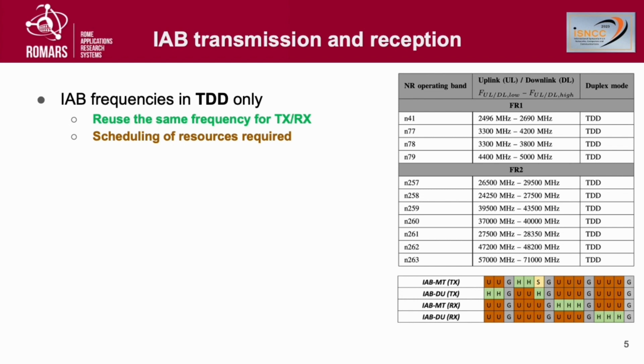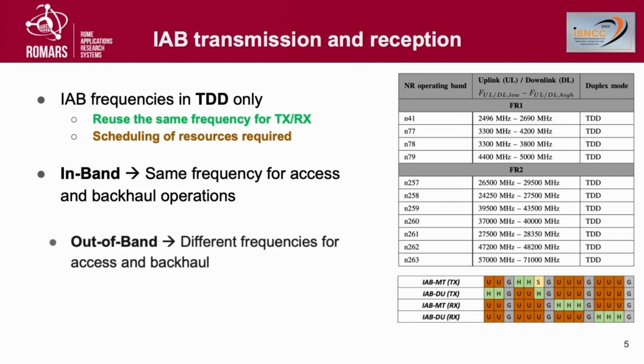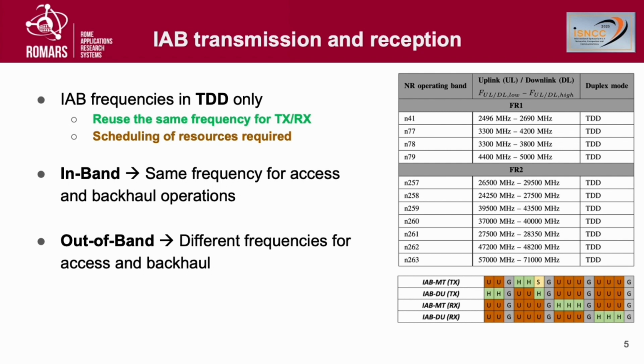The green boxes represent the periods when the different parts of the IAB node are allowed to transmit. The red boxes represent the prohibition period, and the gray boxes represent the guard time to separate access and backhaul operations. Two modes of operation can be configured for IAB. The in-band allows the reuse of the same frequency band in the access and in the backhaul, while the out-of-band allows the use of separate frequencies.